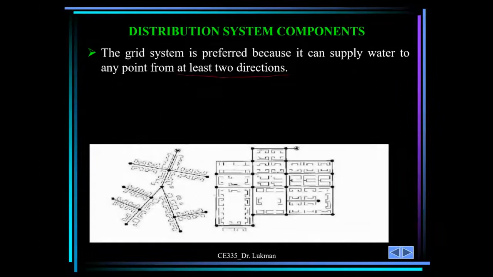So this is like an example. Like I told you, you can see the buildings here, all tapping. It is expected that outflow of water from the pipe is occurring only at the nodes. That is the joint where two or more pipes meet.